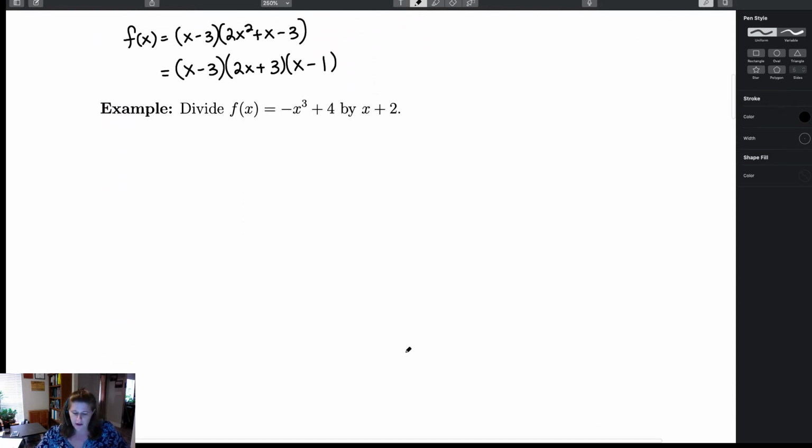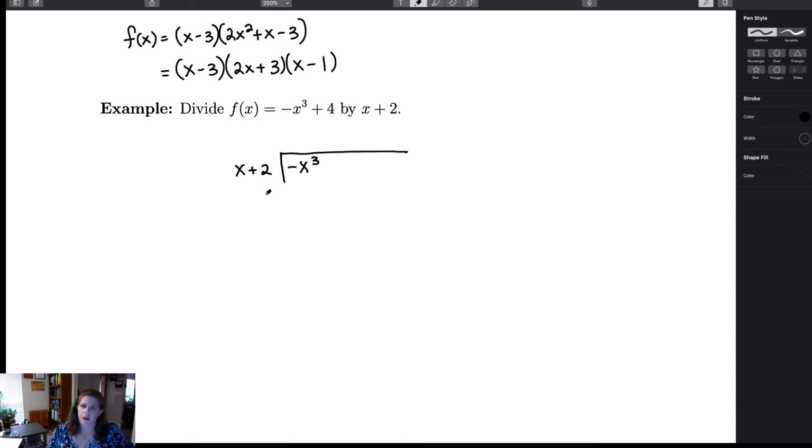If I want to divide f of x is equal to negative x cubed plus 4 by x plus 2, same process. I'm not going to do the number side this time, but I am going to put x plus 2 on the outside, and on the inside I have negative x cubed. And here is one thing that's different. Now this is negative x cubed plus 4, but we don't have any x squareds, we don't have any x's.